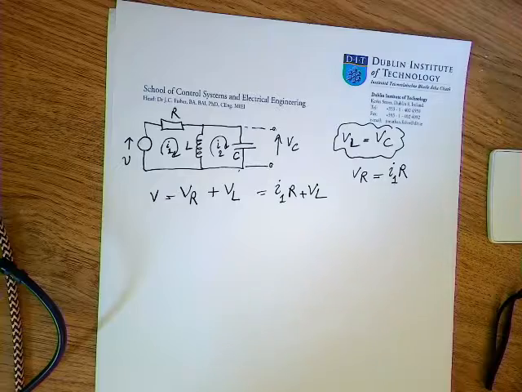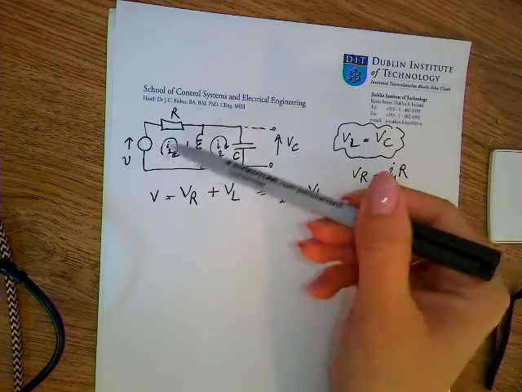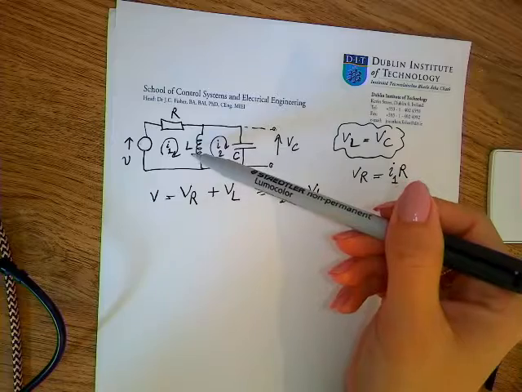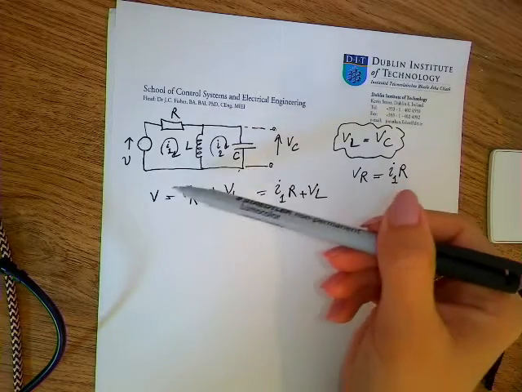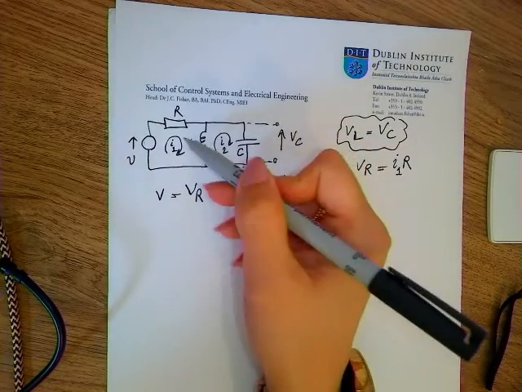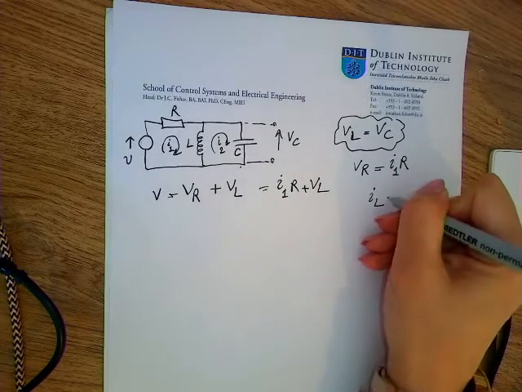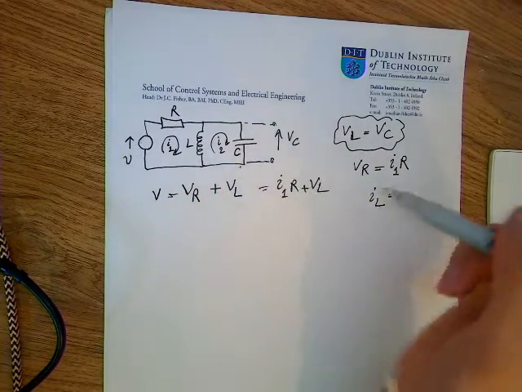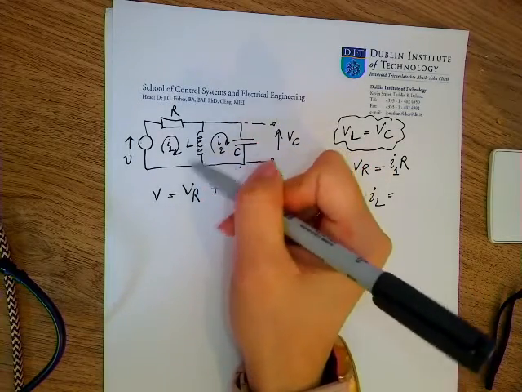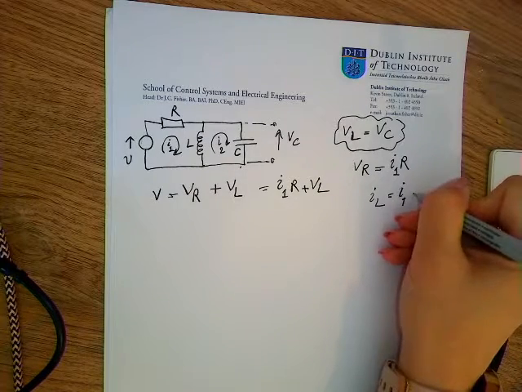What do we know about the voltage across the inductor? If I want to write the relationship between the current for the inductor and the voltage, the voltage is equal to the inductance constant L multiplied by the derivative of the current flowing inside the inductor. Let's call the current flowing through the inductor IL. Based on this mesh analysis, IL is the result of subtraction of I1 and I2, and I1 is flowing in the same direction as IL, so it will be I1 minus I2.